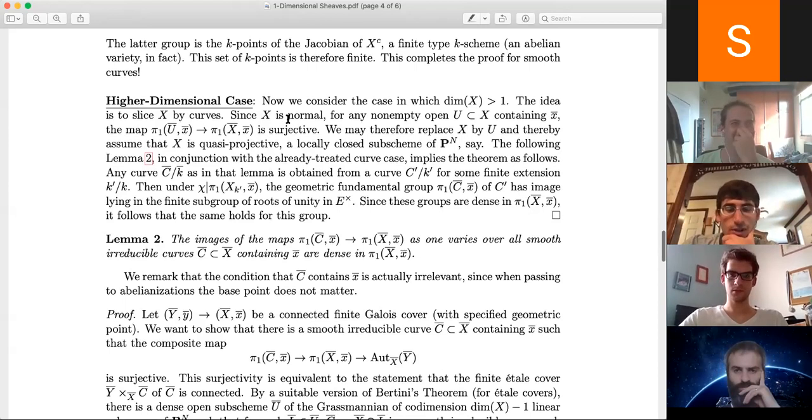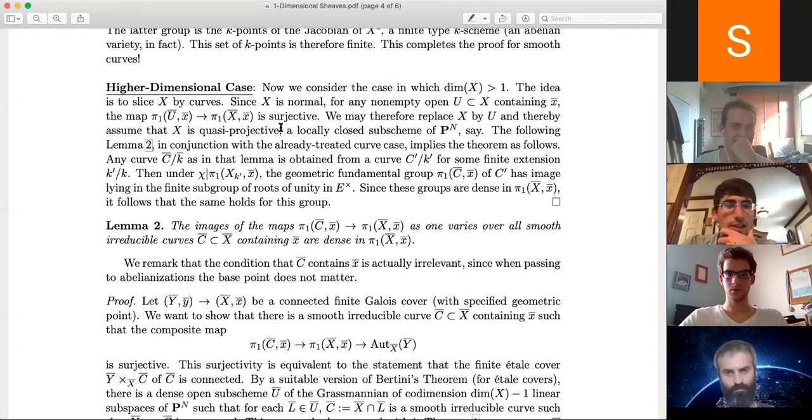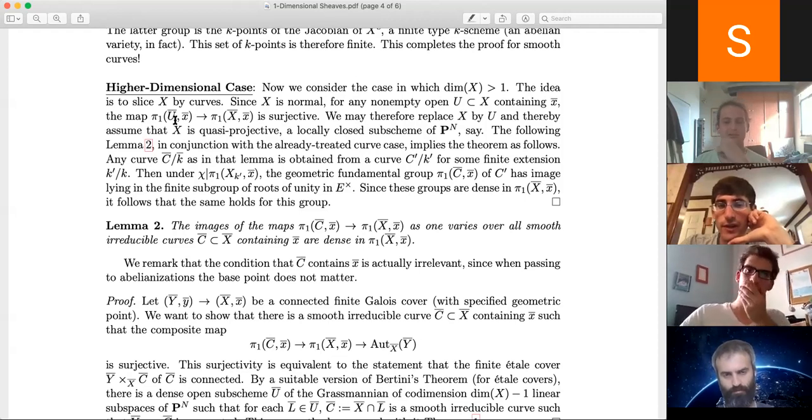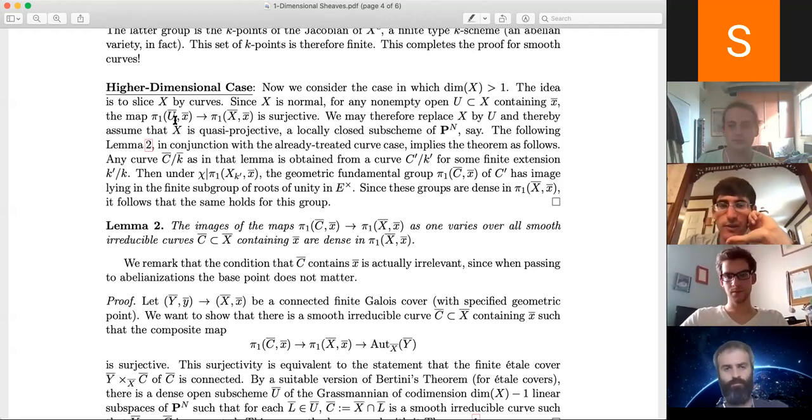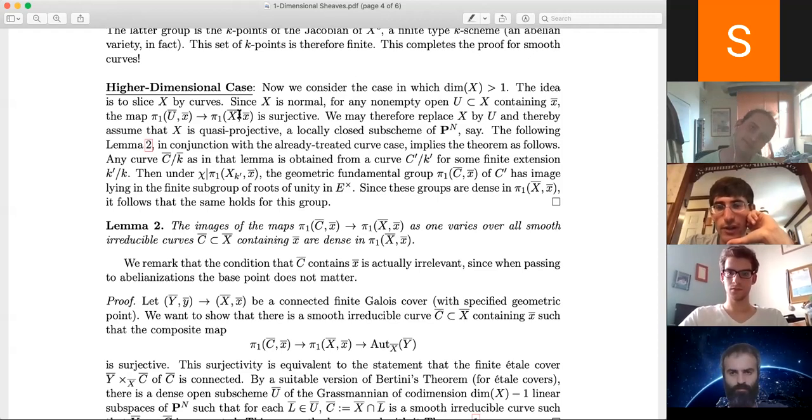So okay, now X is normal. That was one of our assumptions, and we really need that assumption. Maybe mentioned later. So for any non-empty open inside X containing X bar, whatever, the map on π1's is surjective. So that's because, should I explain that, or I don't know if this was discussed in other talks. I mean, the idea is basically for normal schemes, the map even from π1 of the generic point is surjective. And why is that? Well, when is a map on π1 surjective? It's surjective exactly when, for a connected finite étale cover here, the pullback is still connected.